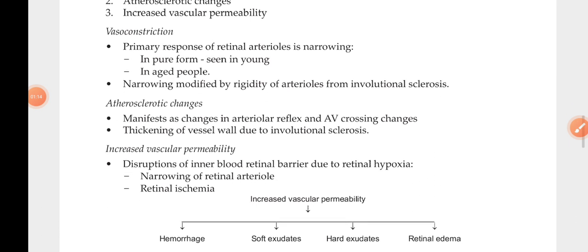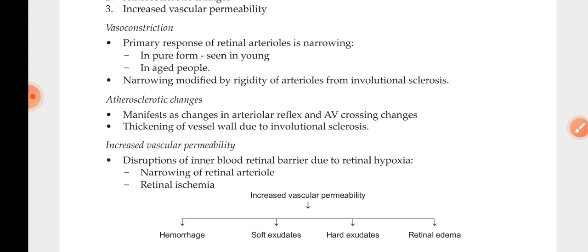First, vasoconstriction: it is the primary response of retinal arterioles, that is narrowing. It is seen in pure form in young people, and in aged people the narrowing is modified by rigidity of arterioles from involutional sclerosis. Atherosclerotic changes manifest as changes in arteriolar reflex and arteriovenous crossing changes, and thickening of the vessel wall due to involutional sclerosis.